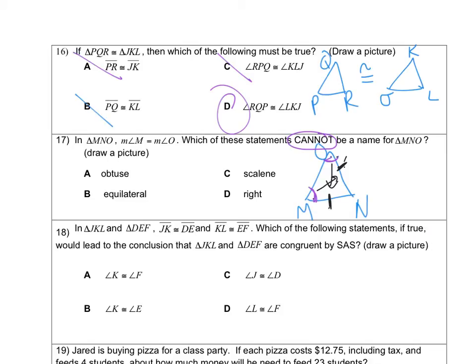Okay, if you have two sides that are the same, if you look at choice C, scalene means no sides are the same. But if you have two angles that are congruent, that means you have two sides that are congruent. So there's no way it can be scalene, because scalene means that all sides are different.